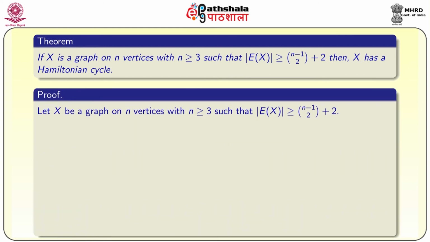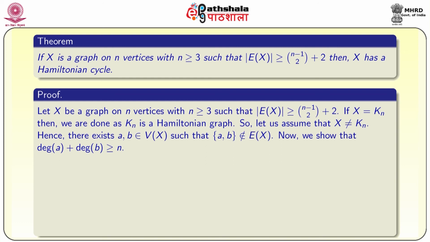Let x be a graph on n vertices with n greater than or equal to 3 such that the cardinality of the number of edges is n minus 1 choose 2 plus 2. If x equal to Kn, then we are done, as Kn is a Hamiltonian graph. So, let us assume that x is not equal to Kn. Hence there exist a comma b belonging to the vertex set of x such that ab is not an edge of x. Now, we will show that degree of a plus degree of b is greater than or equal to n.